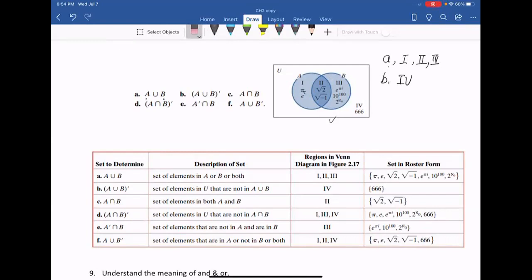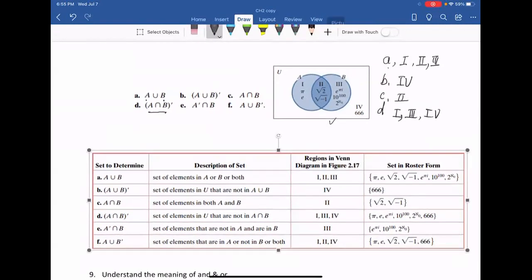Next one, C. A intersects B is an easy one, it is region 2. D, the complement of the set A intersects B. That means A intersects B is here. So everything outside except the dark blue area. That means, oh, it's so messy here. Okay, that means it's area 1, 3, and 4.